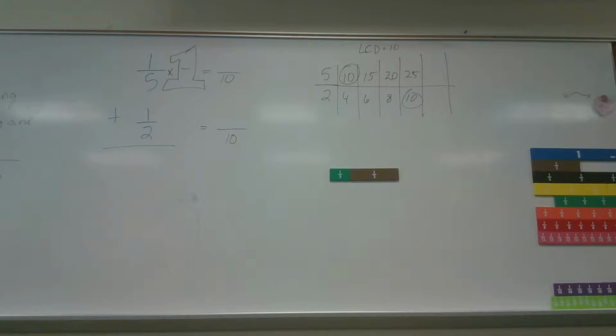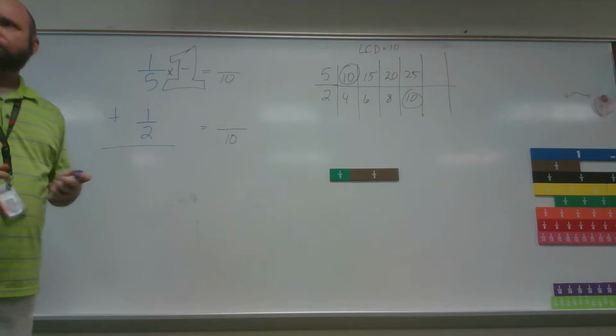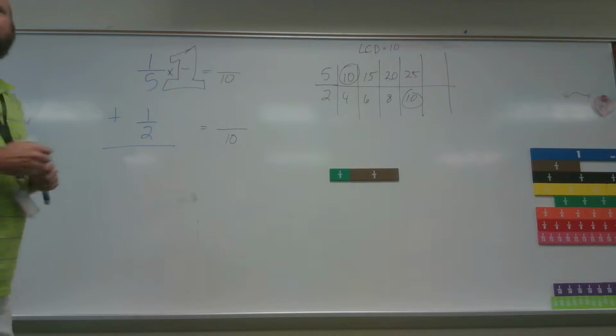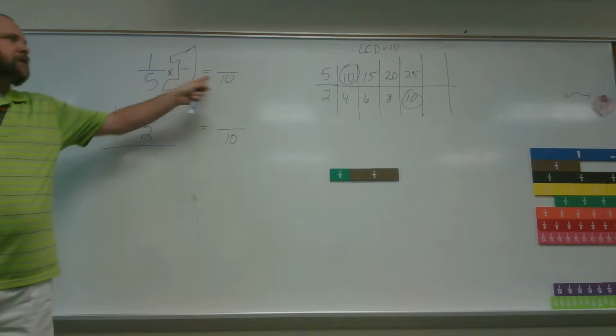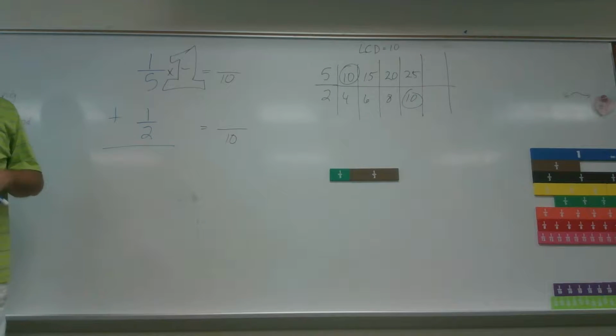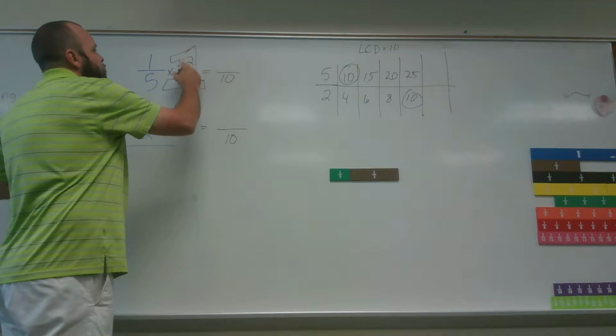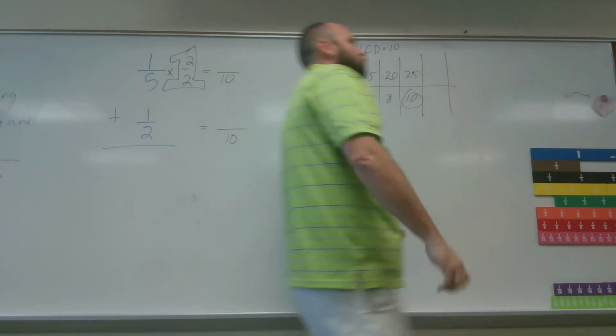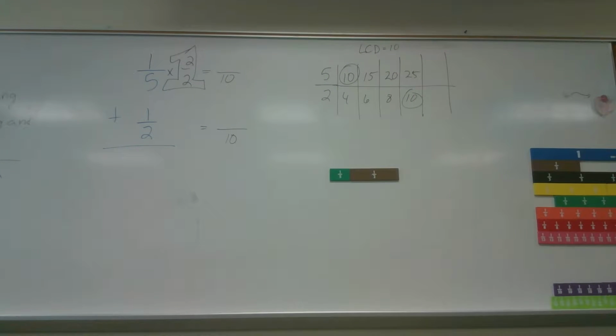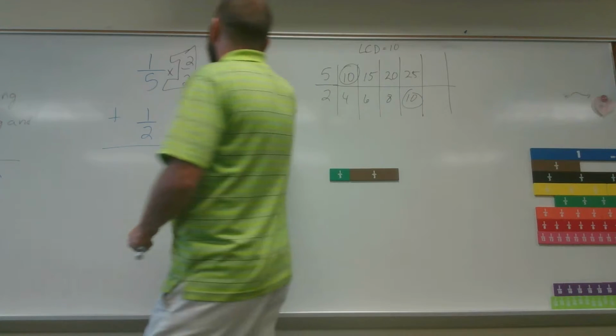So Delaney, knowing that, what would I multiply 1/5 by to give me a denominator of 10? 10. No. Oh, wait, no. 5 times what is 10? 5 times 2. Good. So I have to multiply by a fraction, 2 over 2, which tells me that 1/5 is going to equal what? It's going to be 2/10. Good. 1/5 is going to equal 2/10.